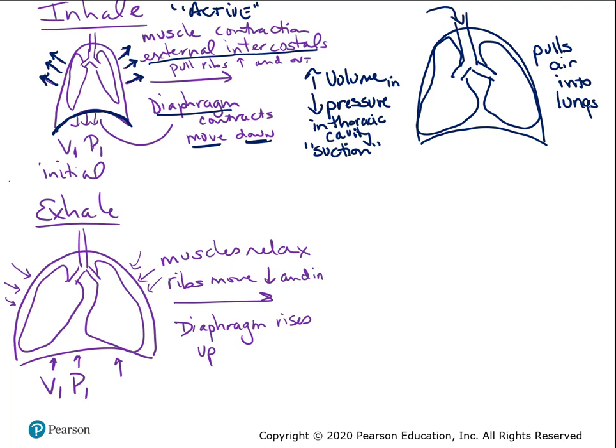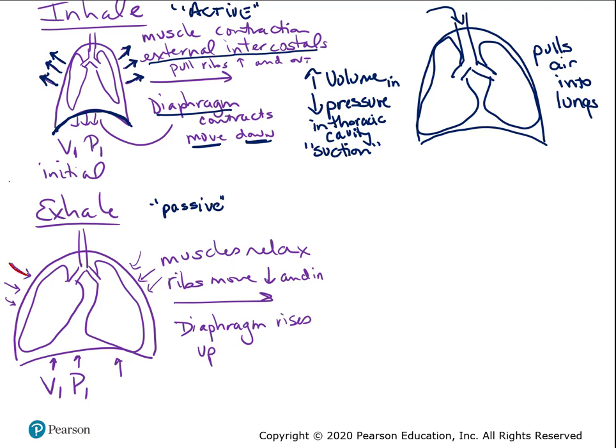Here, okay? And then you start the exhale. So an exhale is actually a passive process. It's passive because it occurs when muscles relax. When muscles relax, those same groups of muscles that pulled the thoracic cavity up and out now allow the volume of the thoracic cavity to go down.